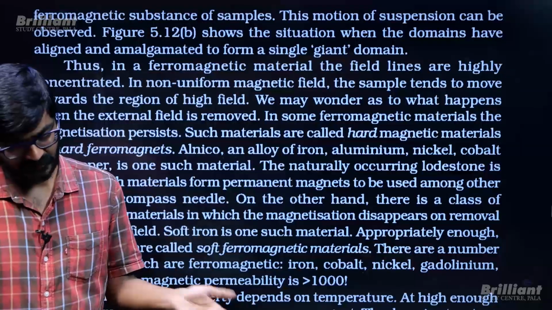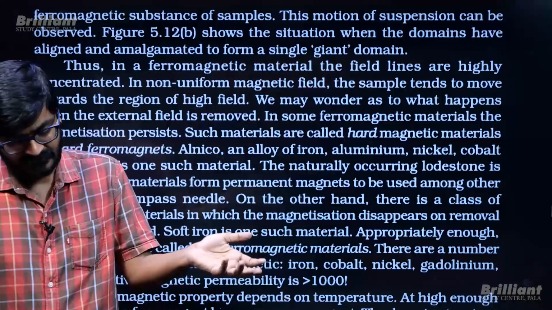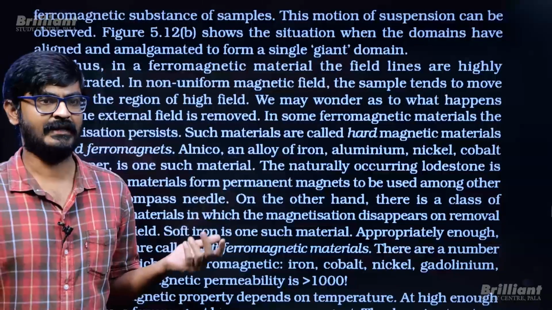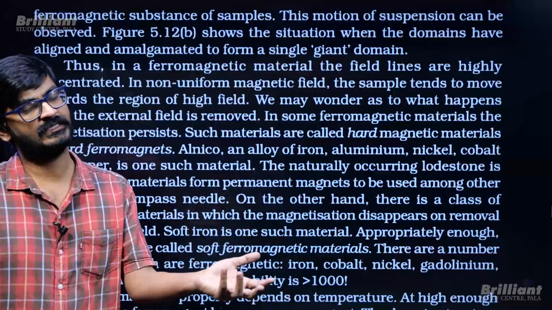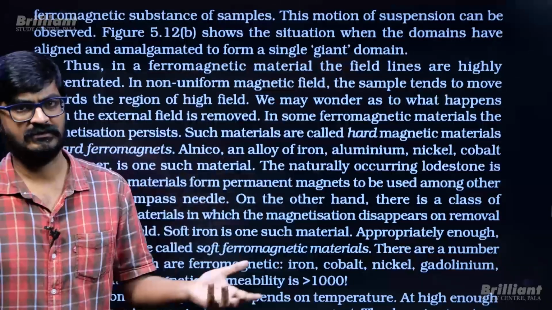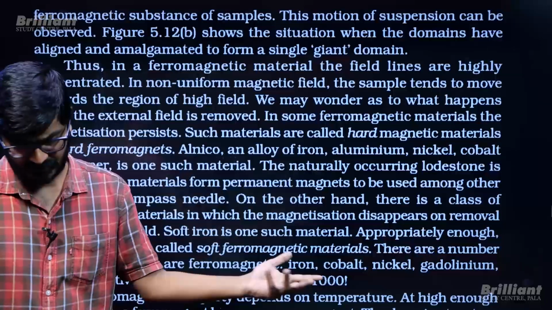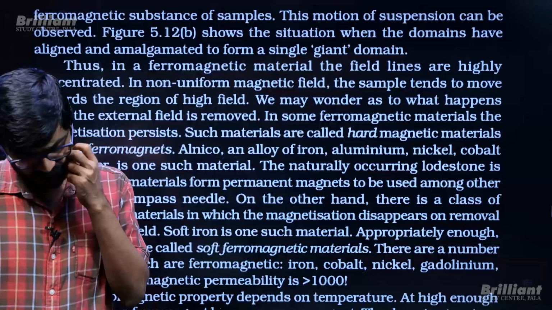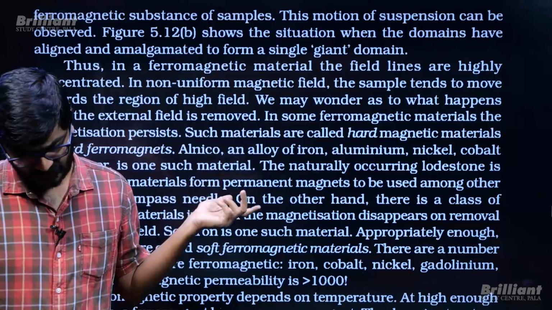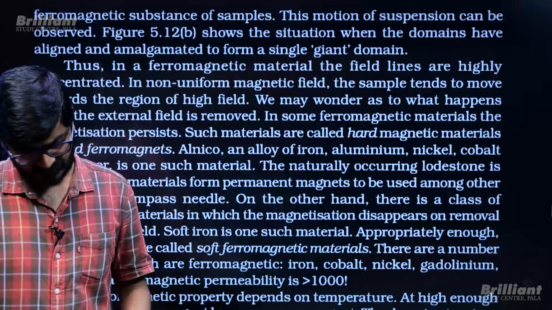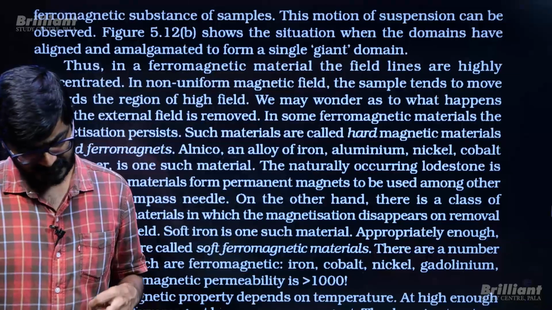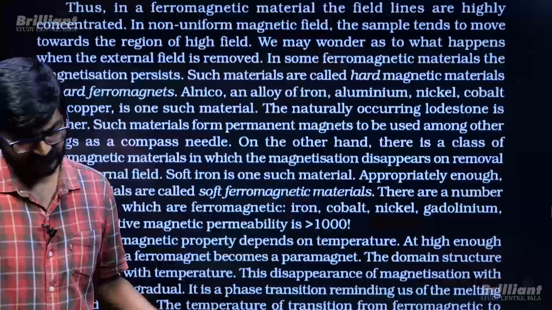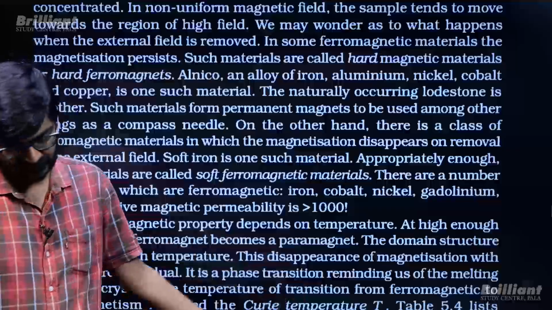On the other hand, there is a class of ferromagnetic materials in which the magnetization disappears on removal of the external field. Soft iron is one such material. When you apply a magnetic field, a lot of extra magnetic field will be generated. When you remove it, it is going to lose all the magnetic properties generated. Appropriately enough, such materials are called soft ferromagnetic materials. There are a number of elements which are ferromagnetic: iron, cobalt, nickel. Relative magnetic permeability is much larger than 1000.